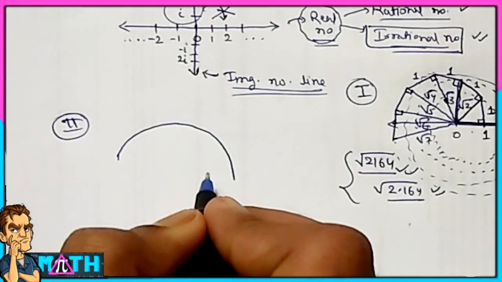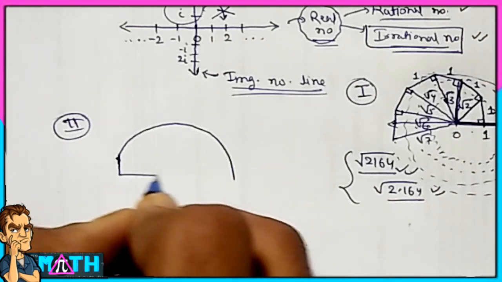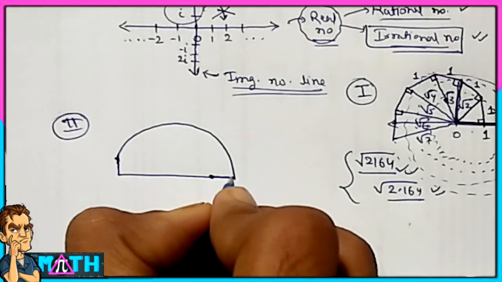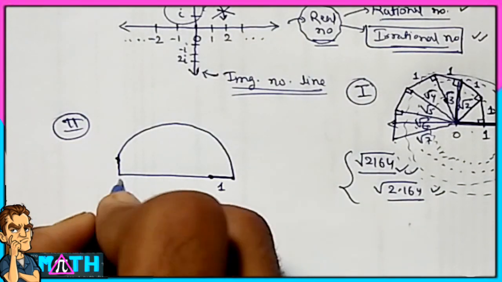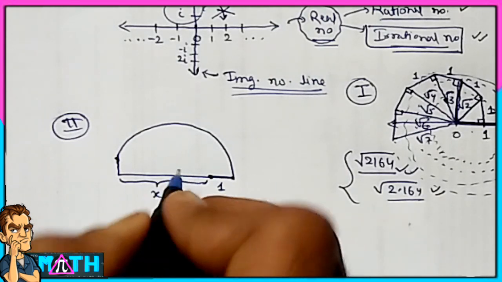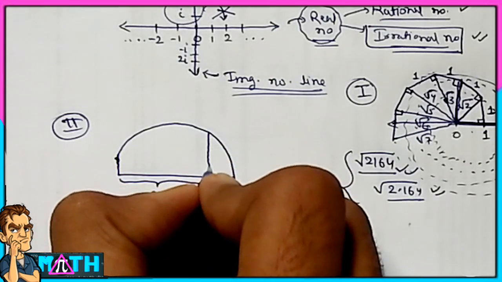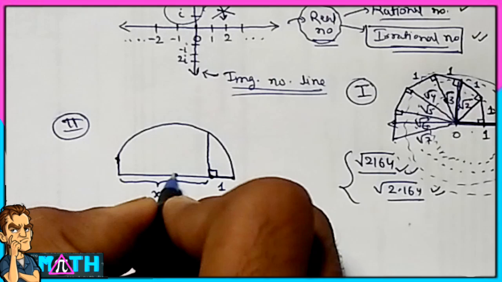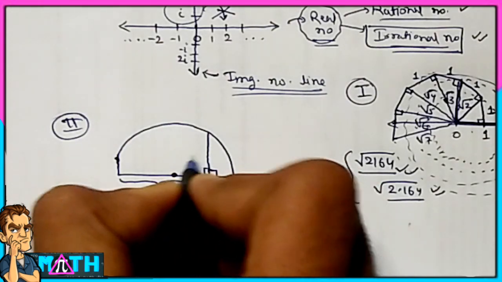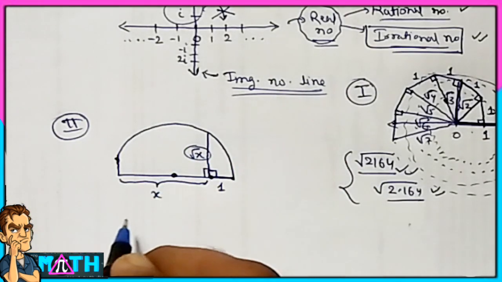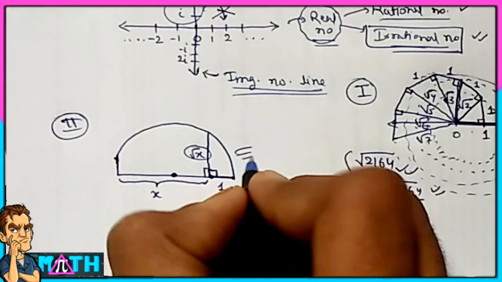For that, let's draw a semicircle and consider this length from here to here as 1 unit length, and assume this to be x. When you draw a perpendicular length from here, where this is the center of the circle, this perpendicular length becomes root of x. Now how can you plot this on the number line?